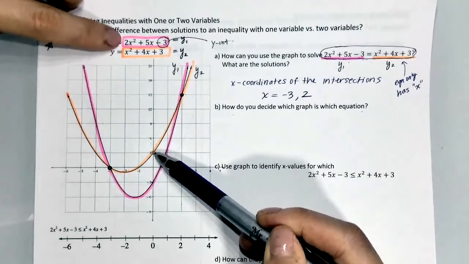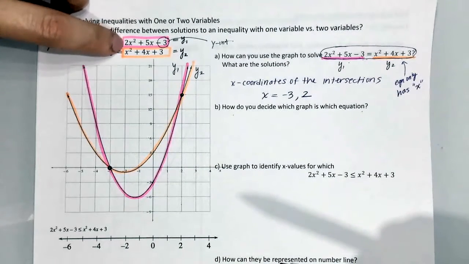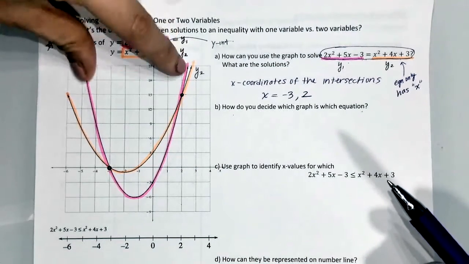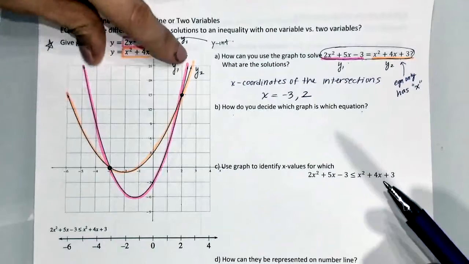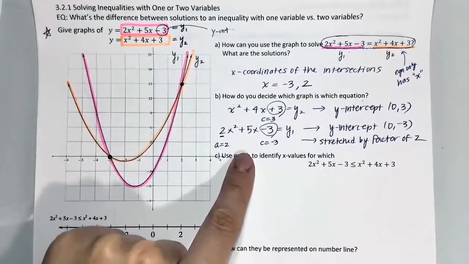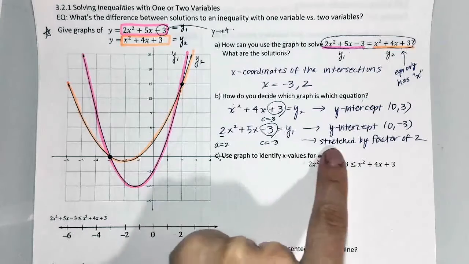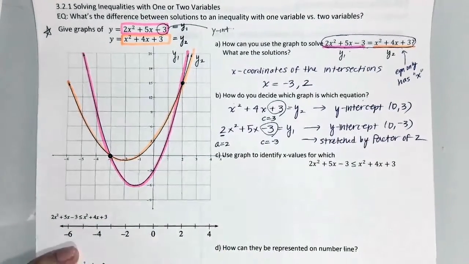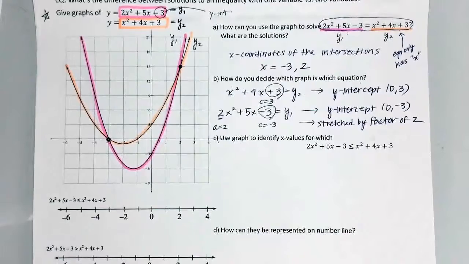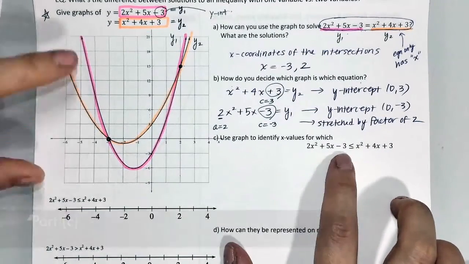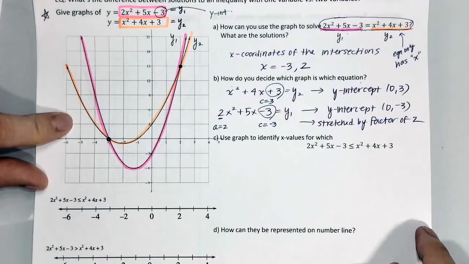Another thing you can see is the a value of the pink graph. The a value is +2, so this is stretched by a factor of 2, which is a skinnier graph, and that's also still the pink graph. So please take a look at my answers for part B and see if you understand the stretch factor and the y-intercept.